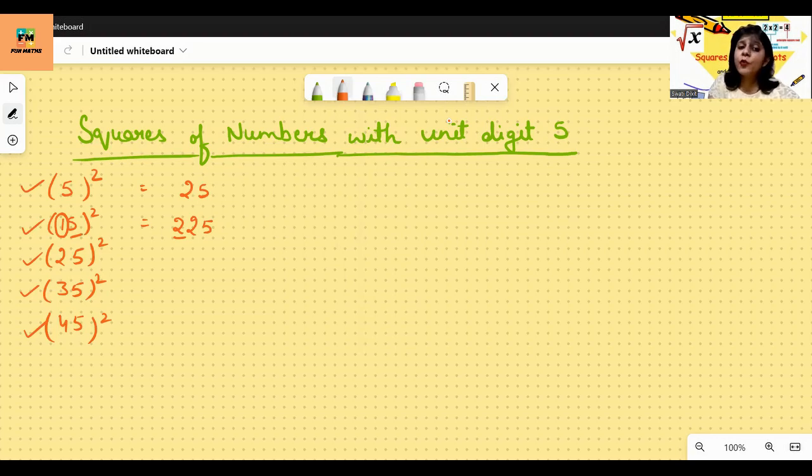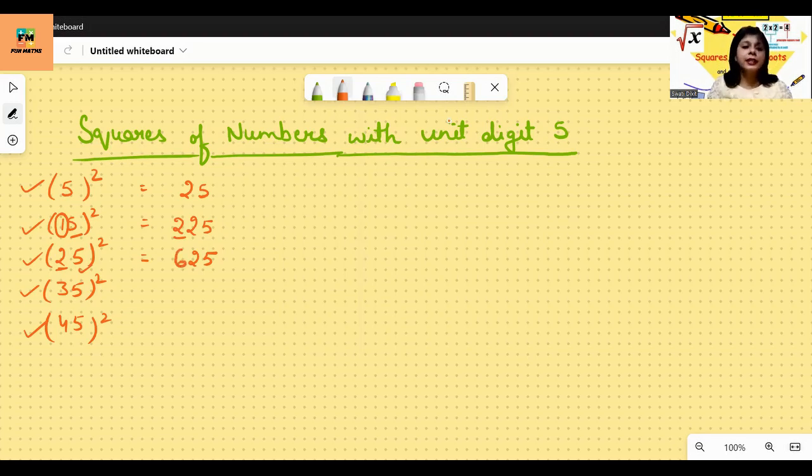Now let's see whether this trick works on the next number or not. 25 square. Unit digit 5, so the square of the unit digit is 25. I will write that. Now let's see the digit at the tens place, which is 2. Successor of 2 is 3. Yes. Then we multiply the digit at the tens place by its successor. So 2 into 3 will be 6.